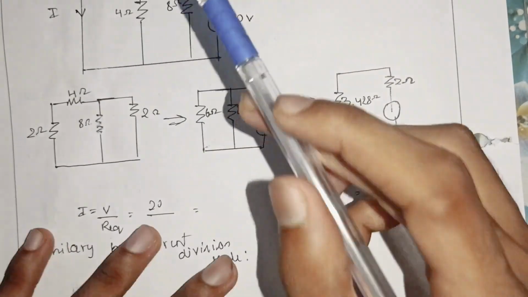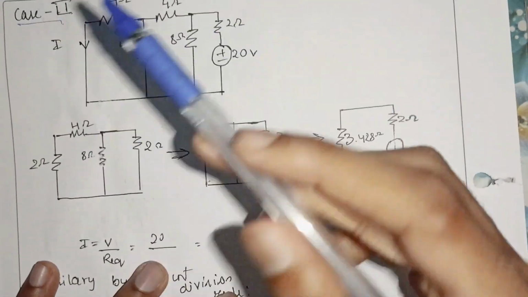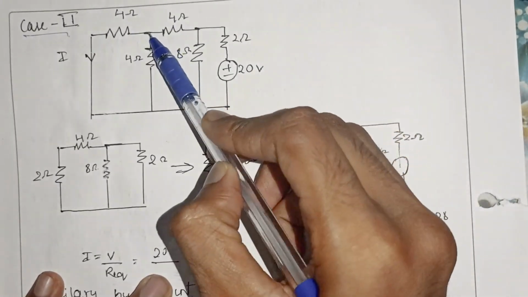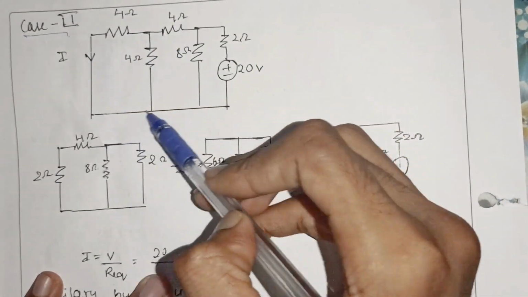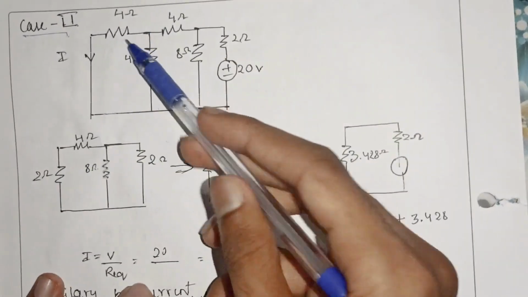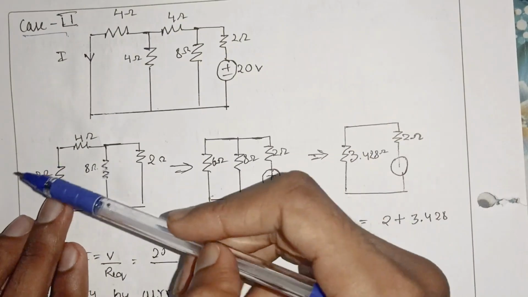So again, apply the same procedure as that of case 1. You find out the equivalent resistance R. How is it found? Basically, your 4 ohm resistance, one leg of 4 ohm, another leg of 4 ohm, are in parallel with respect to each other. 4 ohm and 4 ohm are obviously in parallel, so the parallel equivalent becomes 2 ohm.